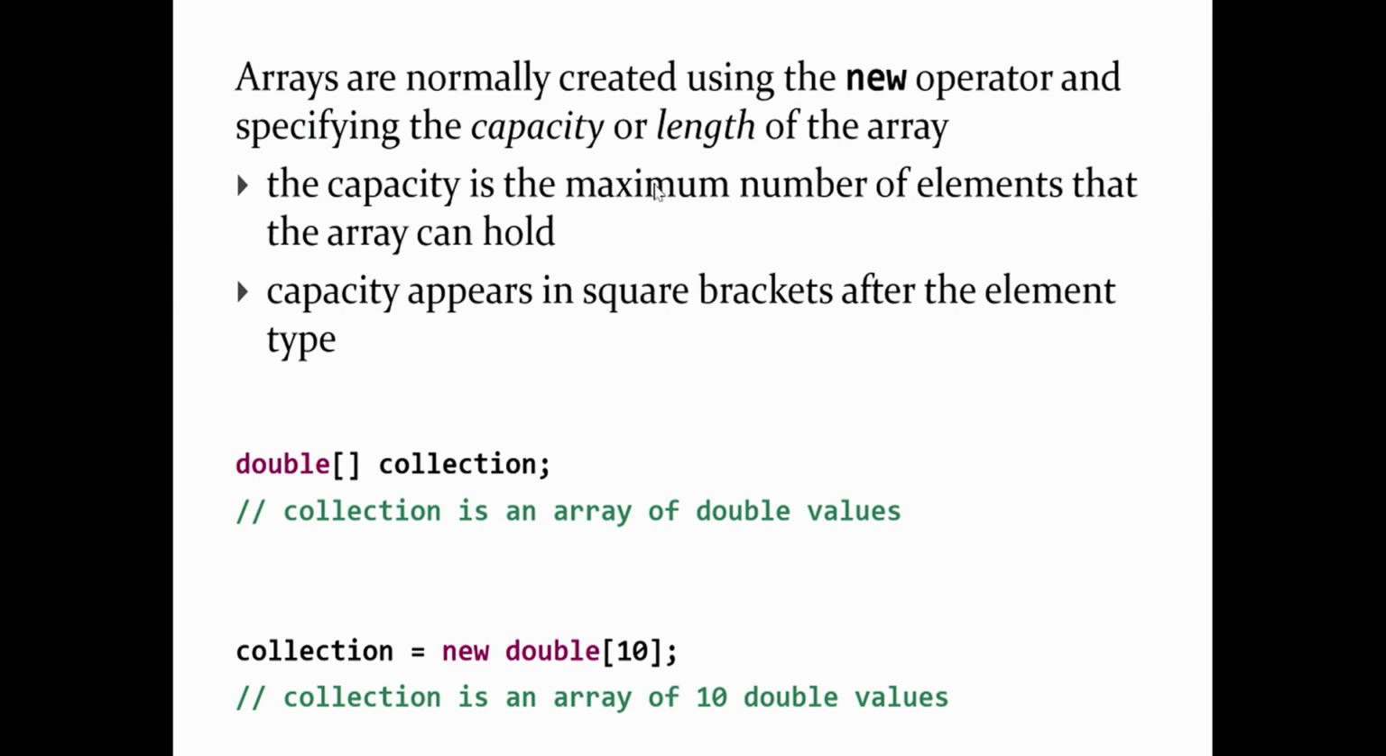So the capacity is the maximum number of elements that the array can hold, or its length. When you use the new operator, the capacity or length appears inside square brackets after the element type. So here I say that collection is an array of double. I don't have an array yet. I have to make the array before I try to use it. So I can write collection equals new. What's the element type? Well, the element type is double. How many elements can the array hold? Well, this one can hold 10 elements. You can also write equals new double 10 up here, so you can also use it for initialization.